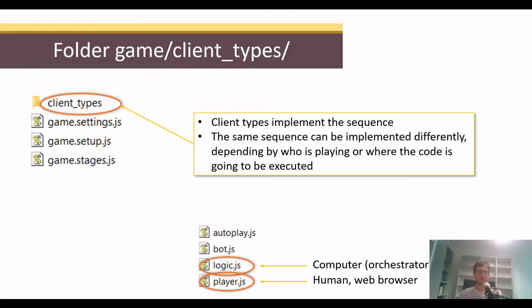The client types live inside the game/client types folder, and there are different files depending on the purpose of the client type. Who is going to play it as that client type? Is that a human with a web browser? In that case, we look at player.js. If it is a bot, on the server it would be bot, and so on. We want to look at player and logic. We're going to first look at the player.